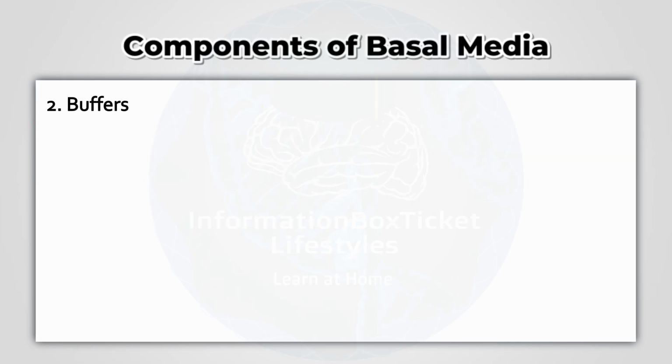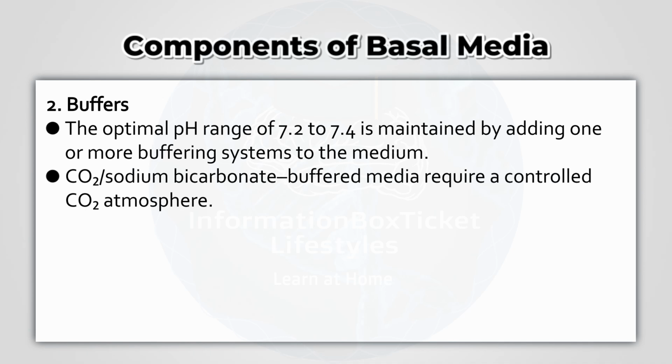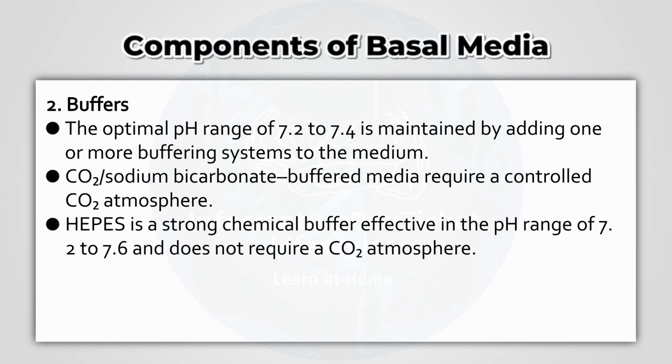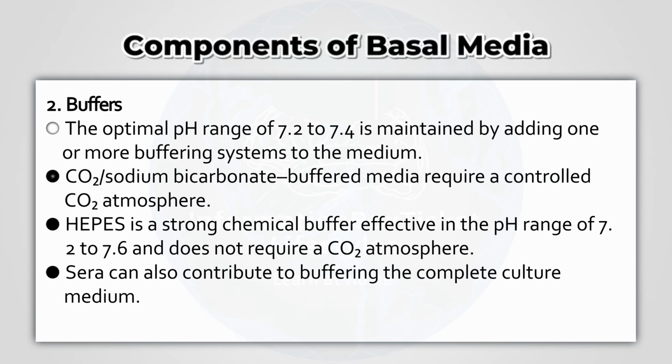2. Buffers. The optimal pH range of 7.2 to 7.4 is maintained by adding one or more buffering systems to the medium. CO2/sodium bicarbonate buffered media require a controlled CO2 atmosphere. HEPES is a strong chemical buffer, effective in the pH range of 7.2 to 7.6, and does not require a CO2 atmosphere. Serum can also contribute to buffering the complete culture medium.